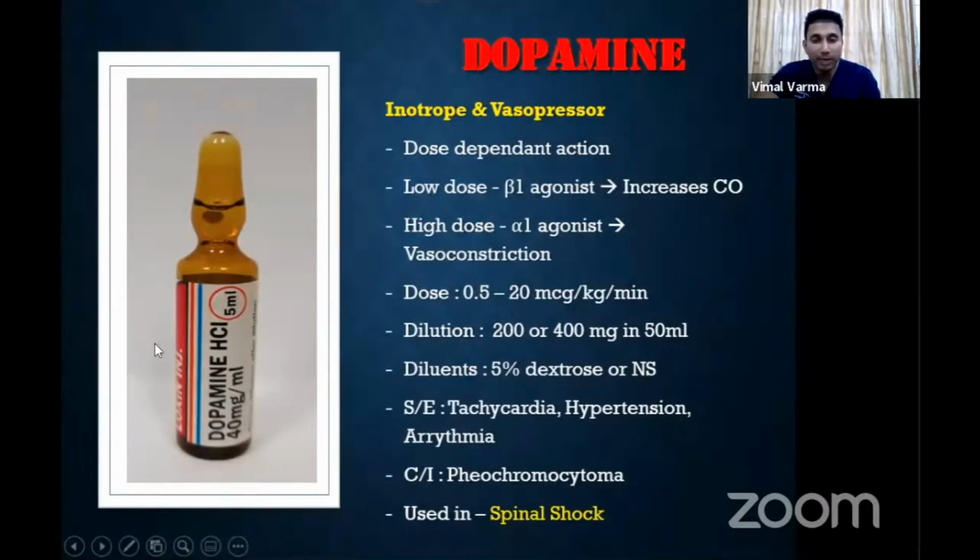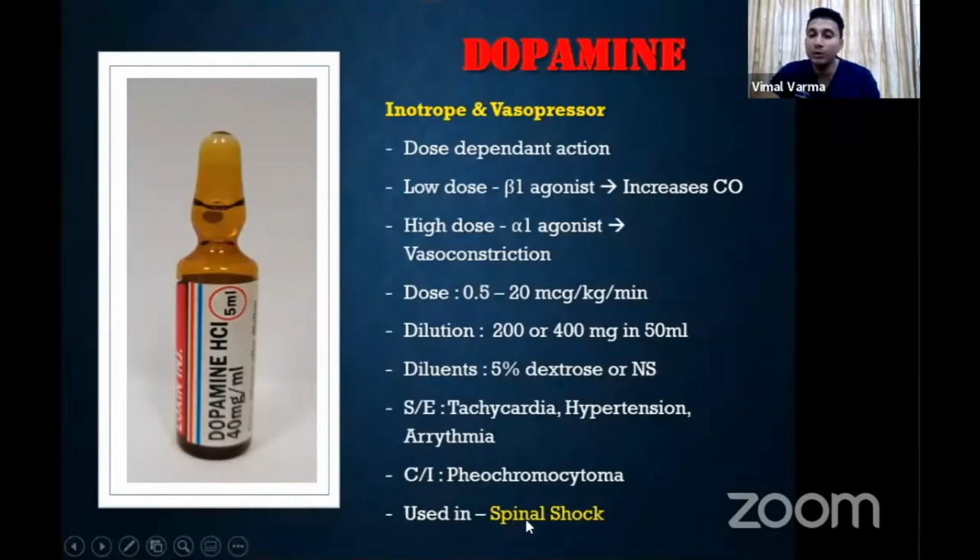The dopamine comes in a vial of 40 mg per mL, which is 5 mL. So 5 times 40 will be 200 mg in 5 mL. We either give single strength, which is 200 mg, or double strength, 400 mg, diluted in 50 mL, with 5% dextrose or normal saline. The side effects will be tachycardia, hypertension, and arrhythmia, same as adrenaline. Because dopamine is a potent endogenous catecholamine, it is absolutely contraindicated in pheochromocytoma. Please go and read about it. It's an adrenal gland tumor.